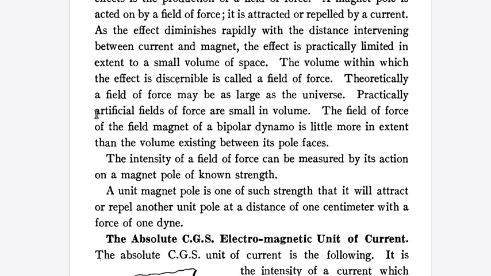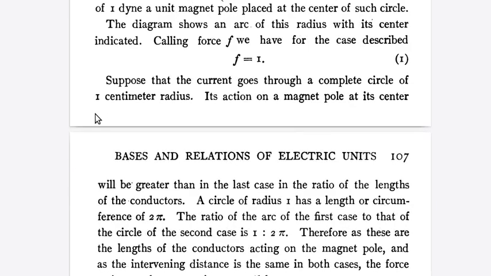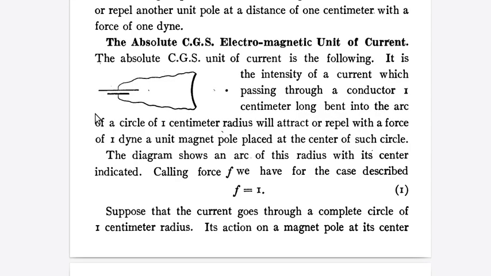The absolute CGS electromagnetic unit of current. The absolute CGS unit of current is the following. It is the intensity of a current which, passing through a conductor 1 centimeter long, bent into the arc of a circle of 1 centimeter radius, will attract or repel with a force of 1 dyne a unit magnet pole placed at the center of such circle. The diagram shows an arc of this radius with its center indicated. Calling the force F, we have, for the case described, F equals 1.